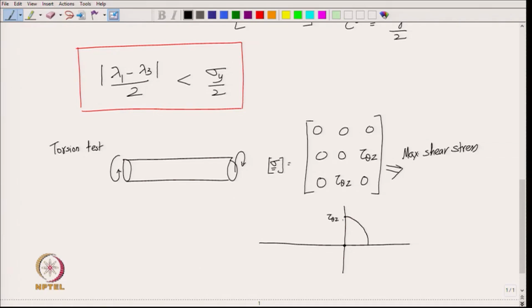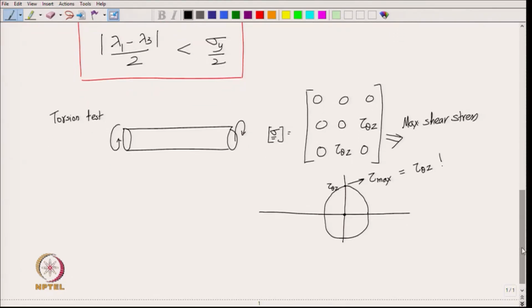So, we get a circle centered at the origin, and then we can see that this is also your tau max, the max value of shear stress. So, tau max is also equal to tau theta z. In the cross sectional plane, whatever is the value of shear stress, that is also the maximum value of shear stress. Okay.